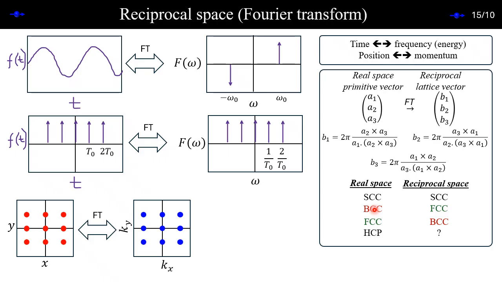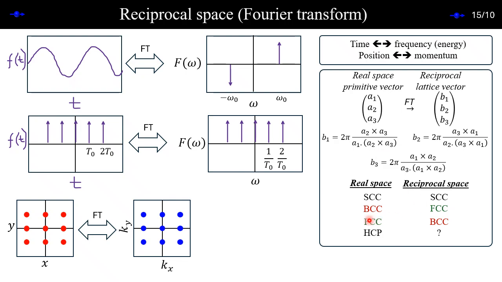I'll just show you in Kittel's book, these are derived. Now BCC. If you do BCC, you will find that BCC in real space becomes FCC in reciprocal space. That is very interesting. That means when you have a BCC lattice, you need to find primitive vectors, put these vectors here and see what you get. You will get some vectors, and eventually those vectors are primitive vectors for FCC, and vice versa.